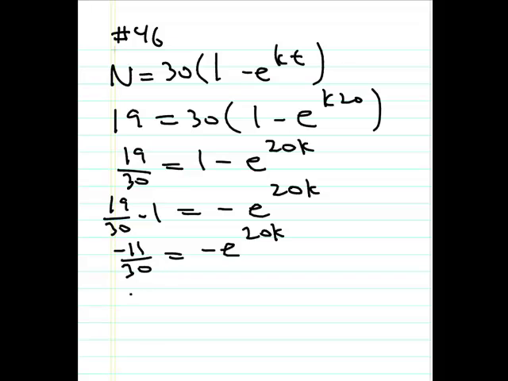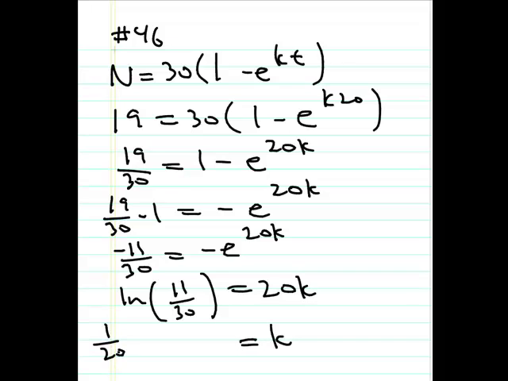We're going to multiply both sides by negative 1 and take the natural log. We're going to have the natural log of 11 divided by 30 is equal to 20k. So k is going to be equal to 1 over 20 times the natural log of 11 divided by 30. Plugging that in the calculator, we get k is equal to negative 0.0501.